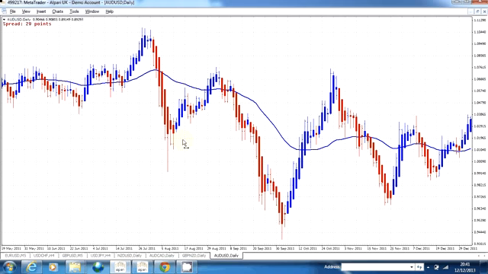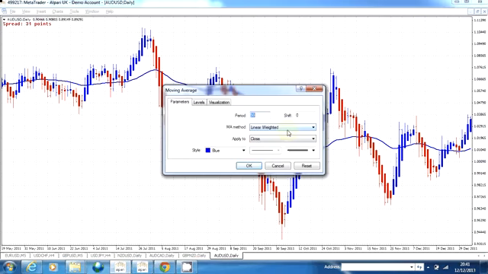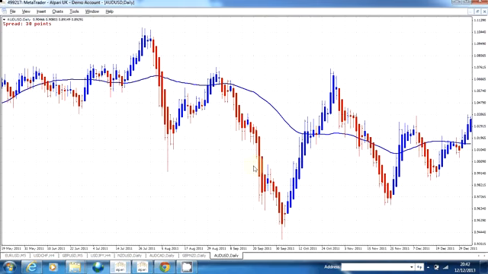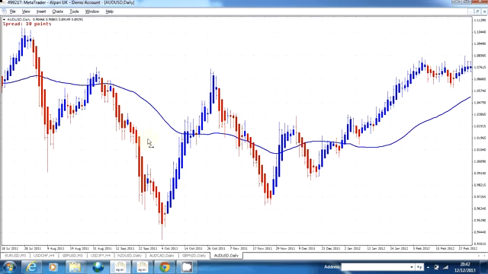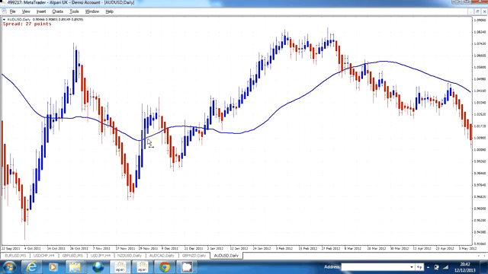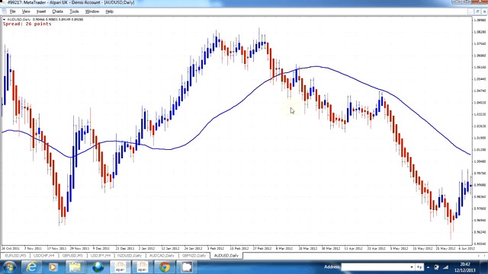Okay, now I will describe. As I said, I have the 50-day moving average here. Make it a simple moving average. Okay, 50-day simple moving average. And the second thing that you need to add to your chart is Heiken Ashi, which is an indicator that comes by default with MetaTrader. Okay, how do we use these two indicators together?